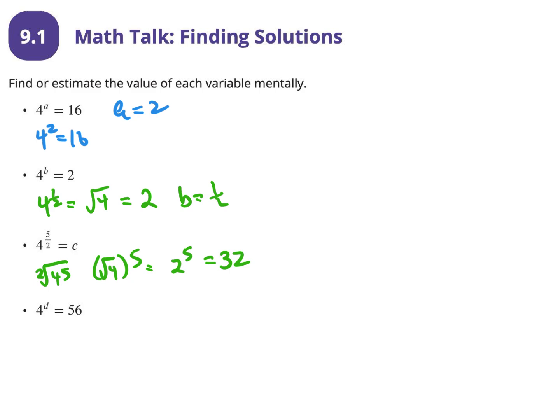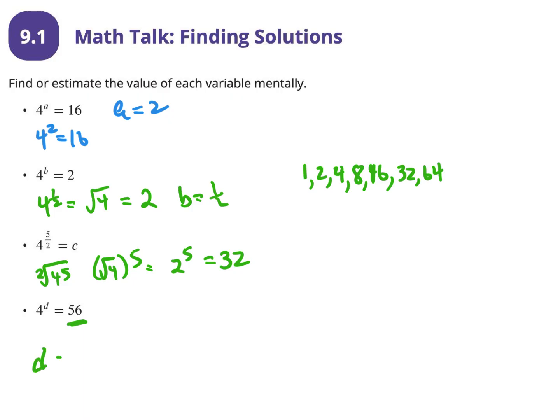equals C. Now, going by our 2's, we know 2 to the 0 is 1, 2 to the 1 is 2, 2 squared is 4, 2 cubed is 8, 2 to the 4th is 16, 2 to the 5th is 32, 2 to the 6th is 64. 56 does not fall on that list that I wrote.